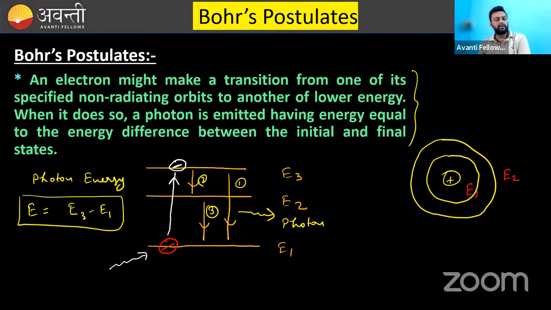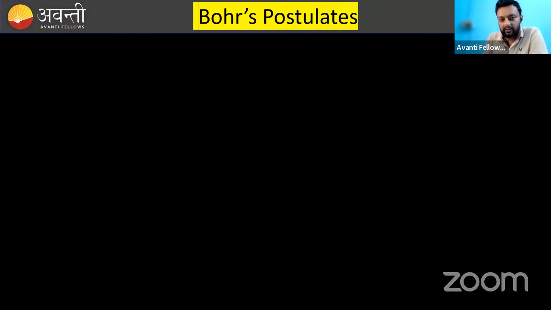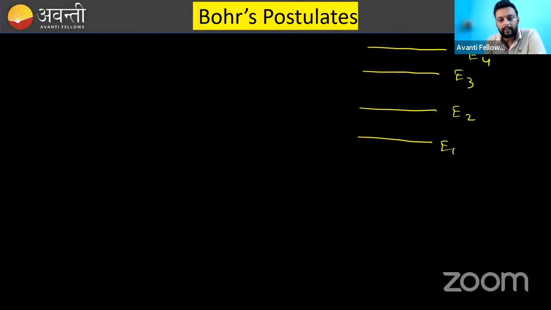Now, what is the conclusion? When an electron returns back, it releases some energy as a photon, and this photon has an energy equal to the difference of the two energy levels in which it is moving. For example, if I'm saying this is E1, this is E2, E3, and E4. Electrons are coming back from fourth to second. Let this be transition 1.